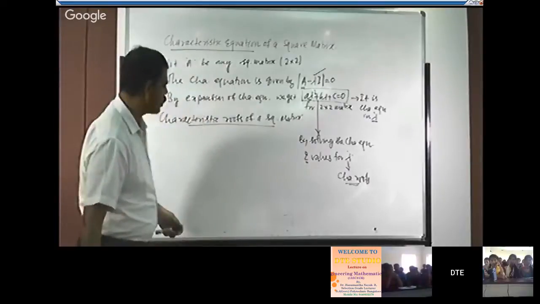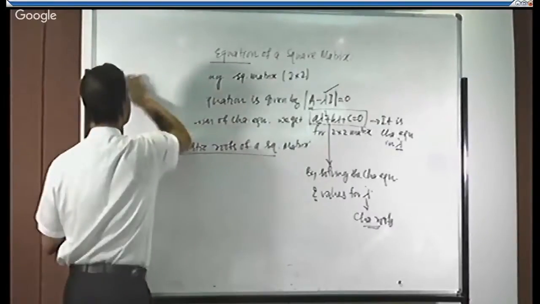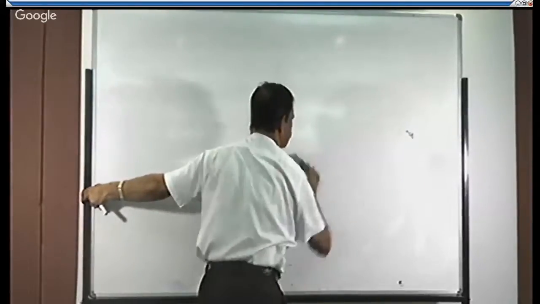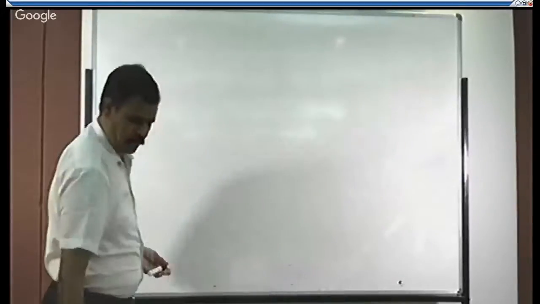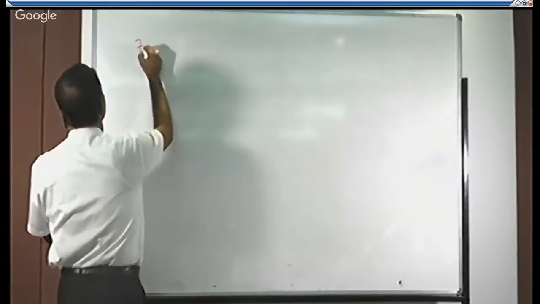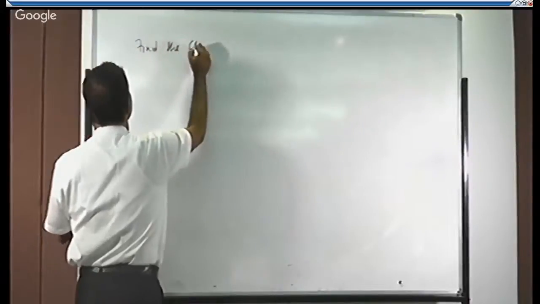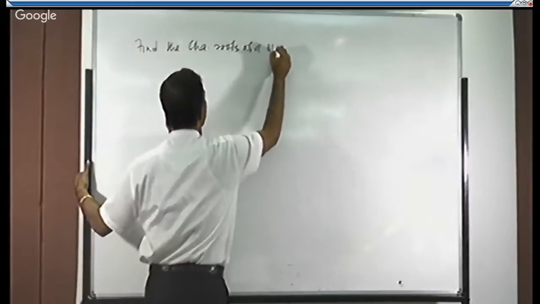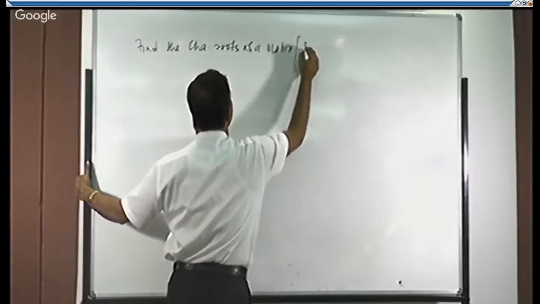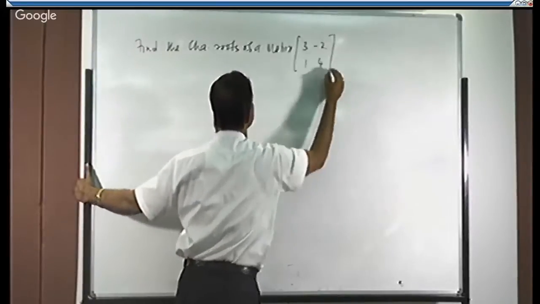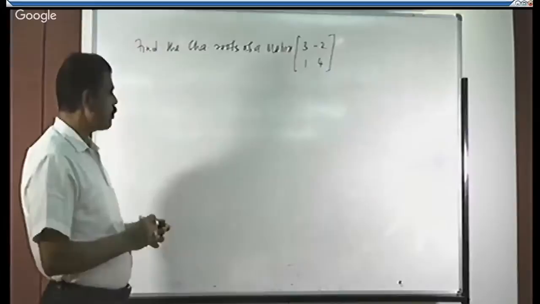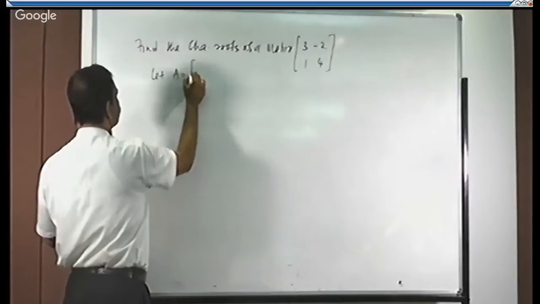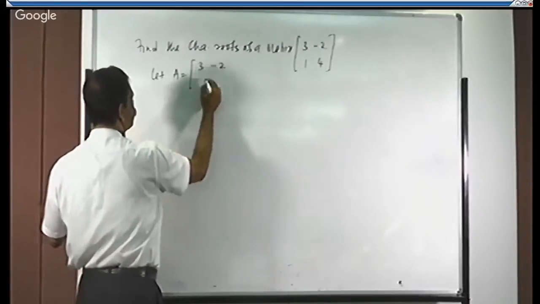Let us take an example. Find the characteristic roots of the matrix 3, -2, 1, 4. The given matrix is 2 cross 2. Let's take the given matrix as A. A is 3, -2, 1, 4.